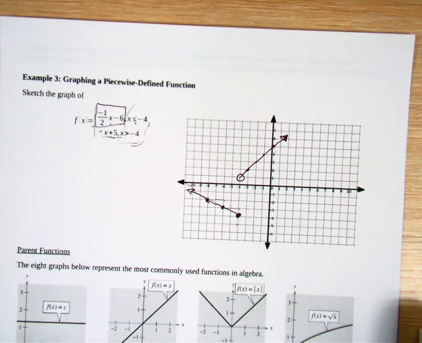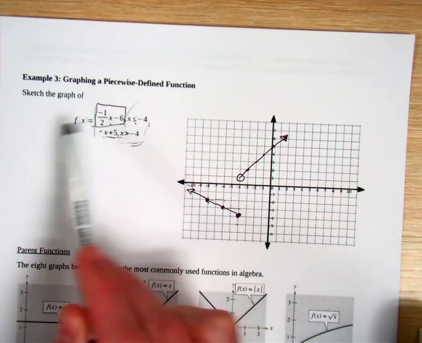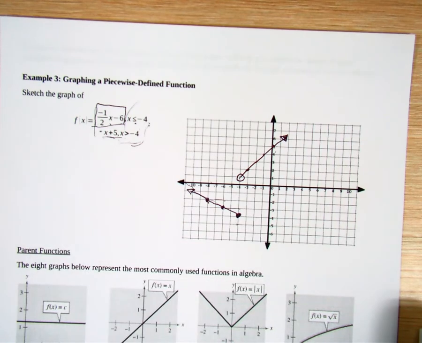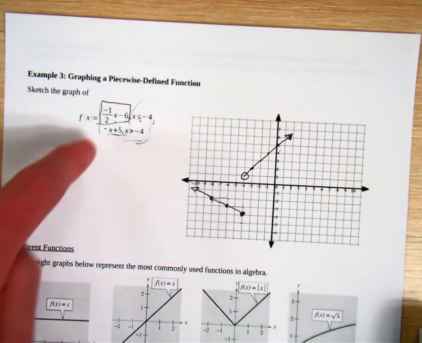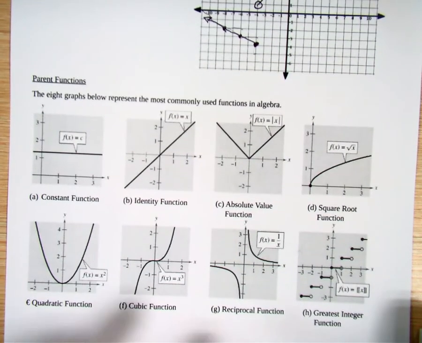If you need to sit down and make a T-chart for this piece, go for it. If you need to sit down and make a T-chart for that piece, go for it, and then graph them individually. That's fine. So just really go slow with those. I would advise going slow with those. So there's our pictures of all the ones we did.